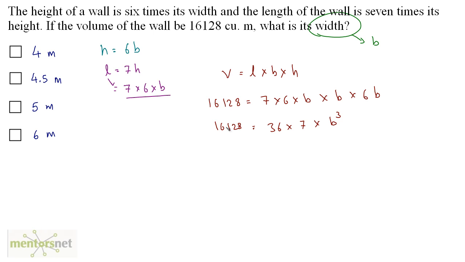Now we can divide this left hand side term, that's 16,128, by 7. If we divide it, we get 2304. So we have B cube is equal to 2304 by 36, right? And 2304 by 36 will give you 64. Okay, so B is equal to cube root of 64, and that is equal to 4. The unit will be meters, right? So the width of this wall is 4 meters. Option A.